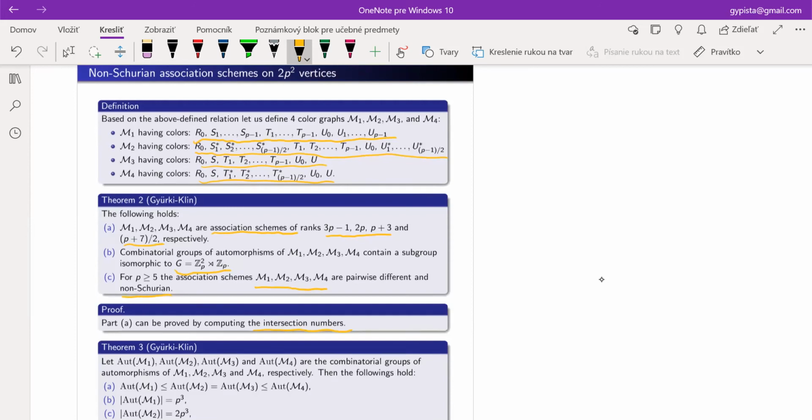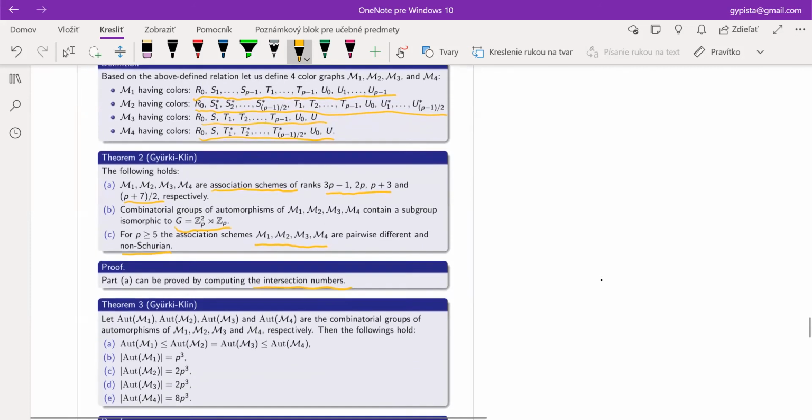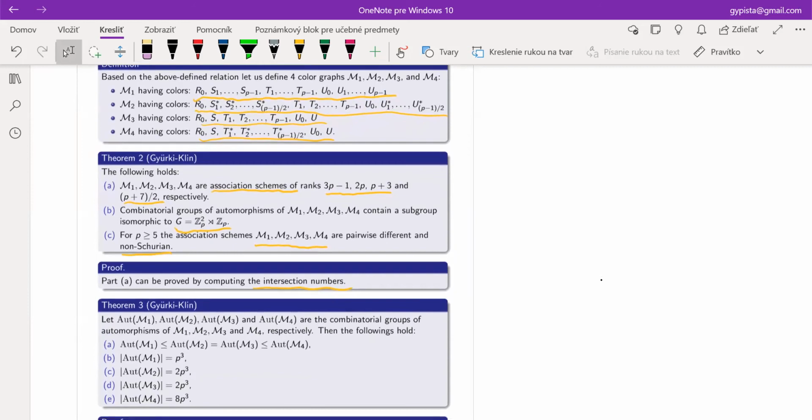For P equals 3, we had just two different. It was for the reason that one of these four schemes was Schurian because it has just a very small rank. Two of them were coinciding, so that meant that two of them are giving the same non-Schurian association scheme, and the fourth one was giving the second non-Schurian association scheme. But in general, we can define at least these four different schemes.